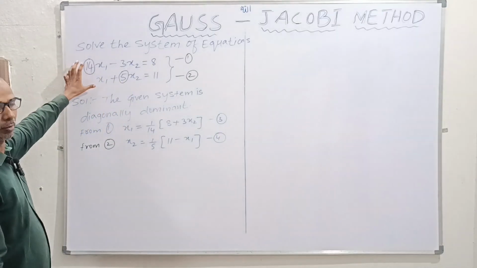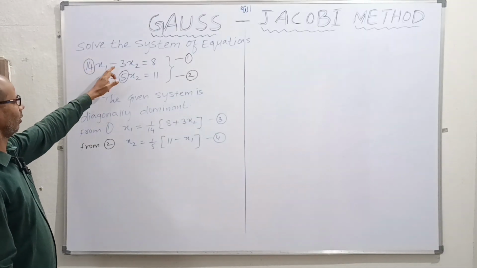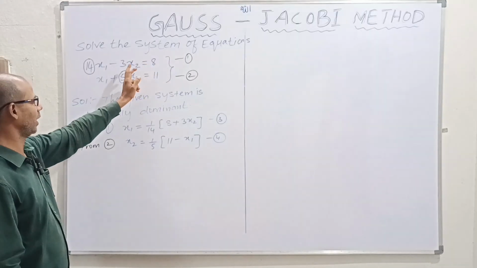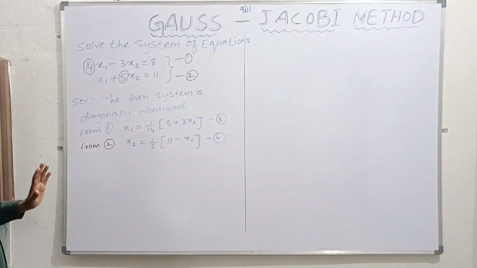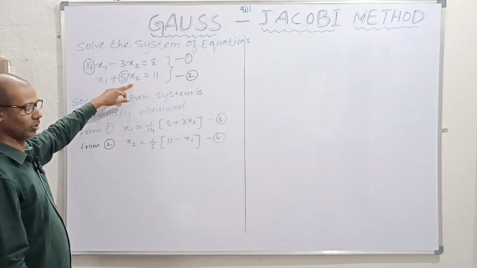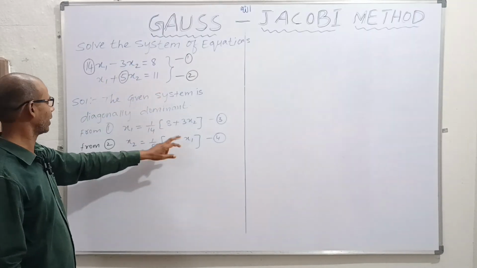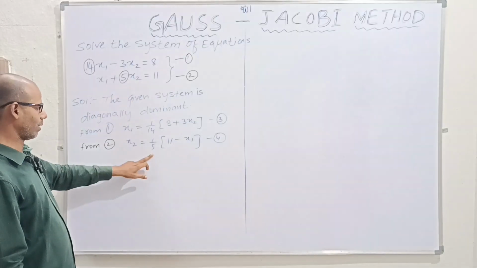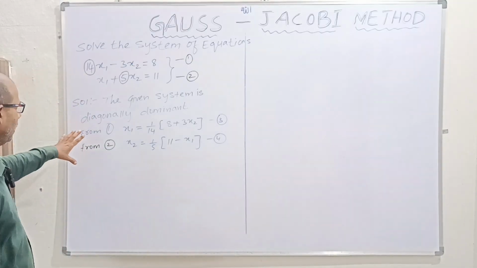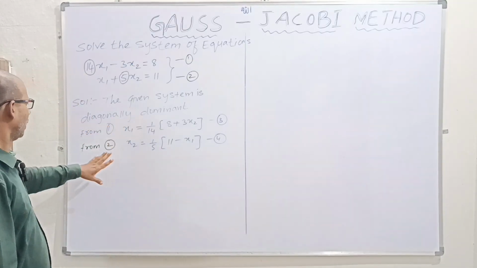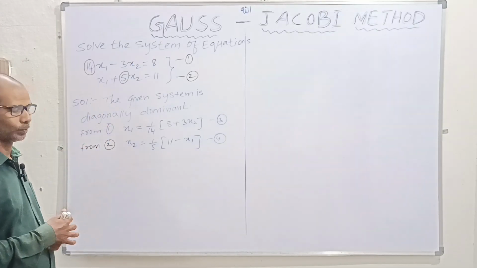From equation number 1 we find the value of x1. We move the other terms to the right hand side, so it becomes 8 plus 3x2. The coefficient of x1 is 14, so dividing by 14 we get x1. Similarly, we find x2 from equation number 2. We move x1 to the right hand side, so it becomes 11 minus x1. The coefficient of x2 is 5, so we divide by 5 and get x2. Since the system is diagonally dominant, we find the variables x1 and x2 this way.